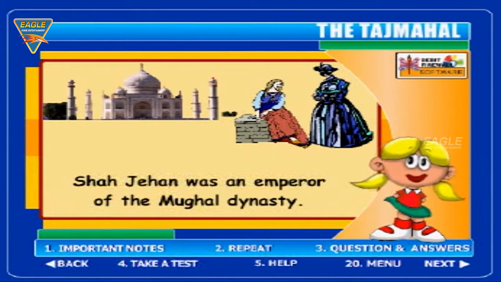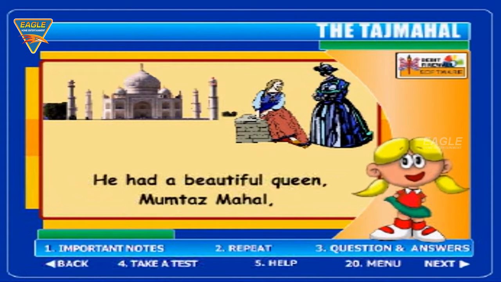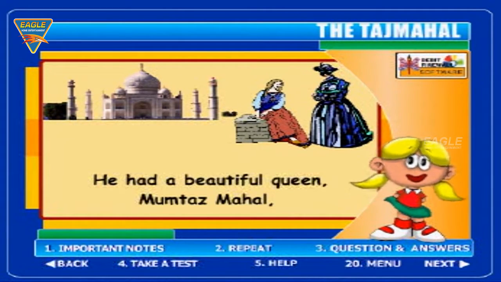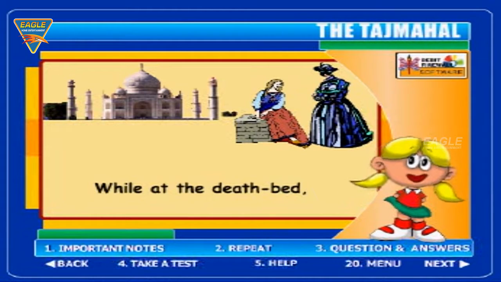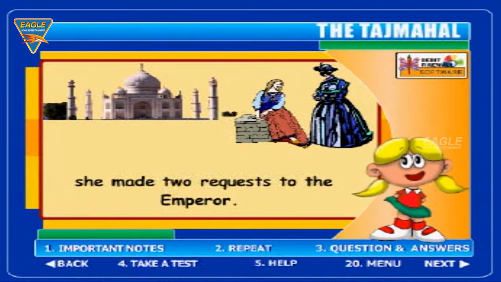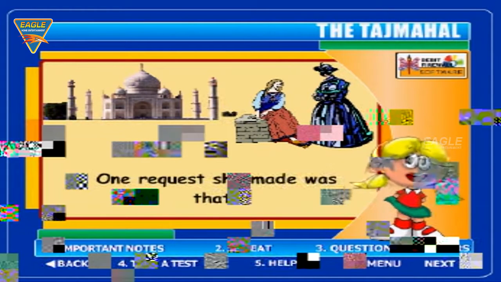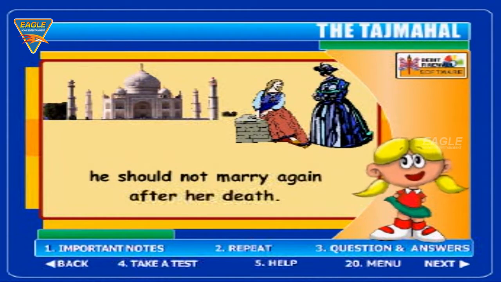The Taj Mahal. Shah Jahan was an emperor of the Mughal dynasty. He had a beautiful queen, Mumtaz Mahal, whom he loved very much. While at the deathbed, she made two requests to the emperor. One request she made was that he should not marry again after her death.